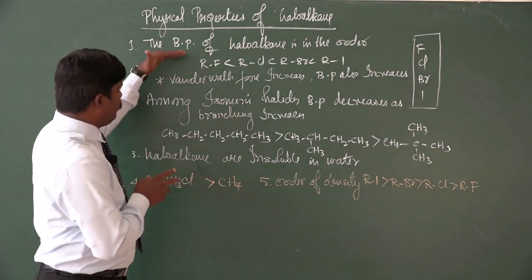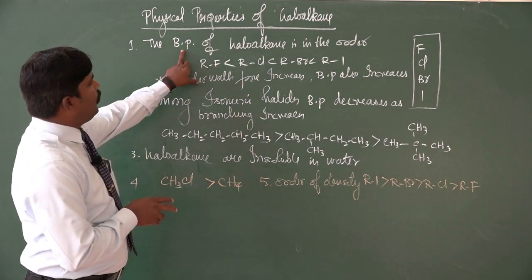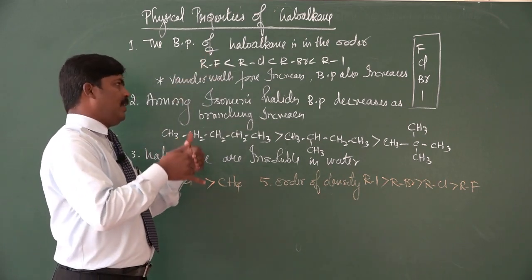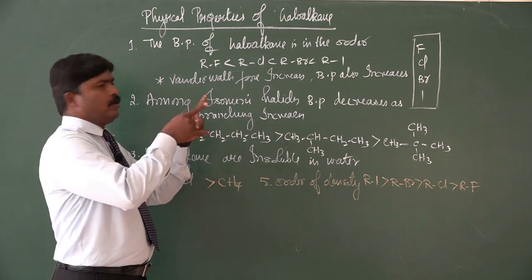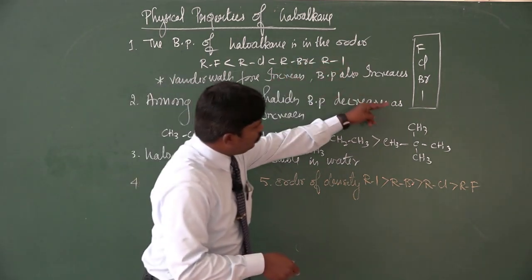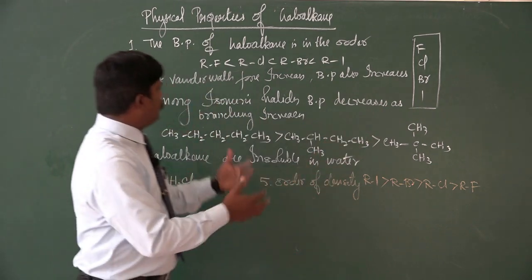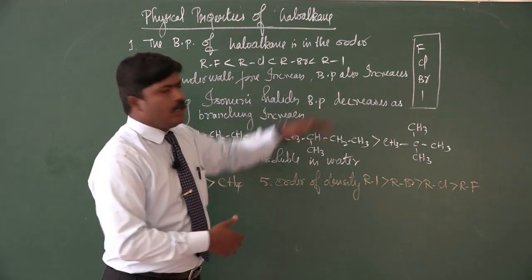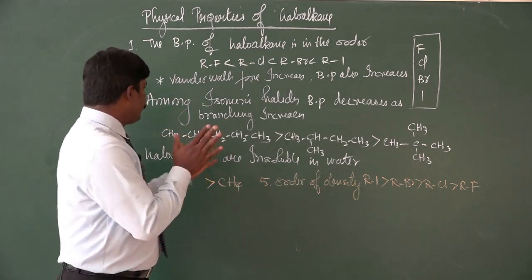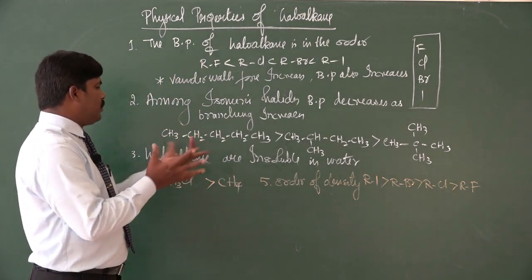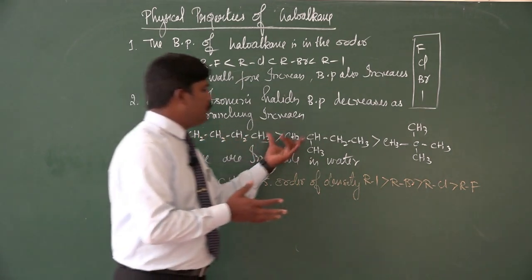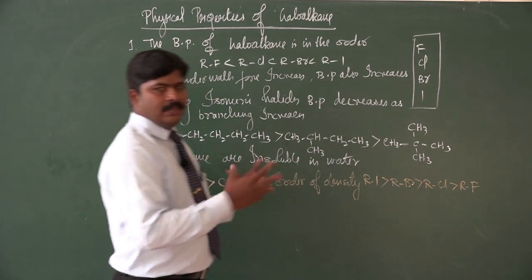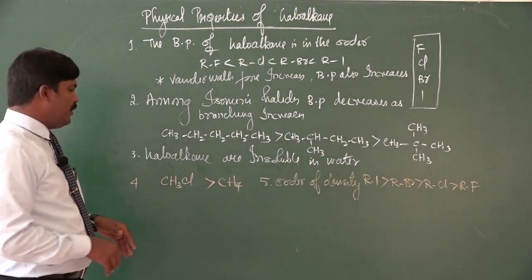So we come across the properties. The boiling point of haloalkanes: fluoromethane < chloromethane < bromomethane < iodomethane, because as I move down the group the molecular mass increases, van der Waals force increases, and the boiling point also increases. Second point, among isomeric halides, pentane is greater than 2-methylbutane, greater than 2,2-dimethylpropane, because as branching increases, the boiling point decreases.